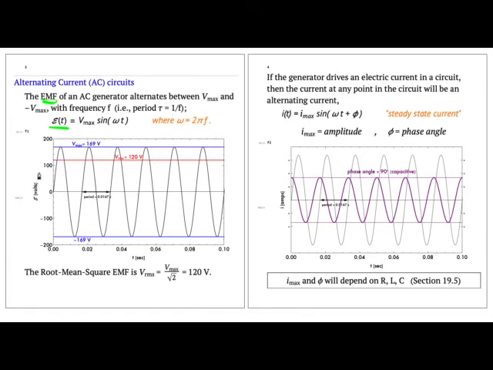Here's E. The unit of E is the volt. So here is E in volts on a range of minus 200 to 200 volts. This curve is the electromotive force as a function of time. So this is time in seconds. And I've plotted it for 1/10 of a second, 0.1 seconds.